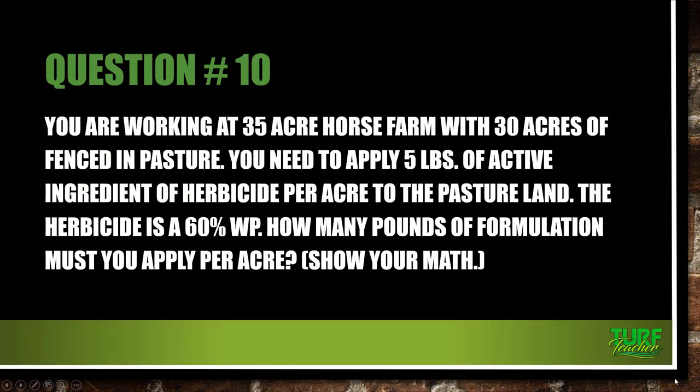Question number 10. You are working at a 35-acre horse farm with 30 acres of fenced-in pasture. You need to apply 5 pounds of active ingredient of herbicide per acre to the pasture land. The herbicide is a 60% wettable powder. How many pounds of formulation must you apply per acre? Show your math. Now, guys, read this question again.